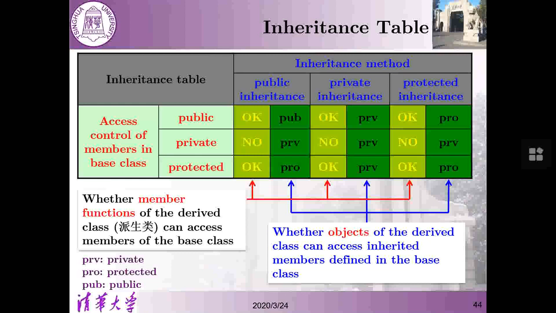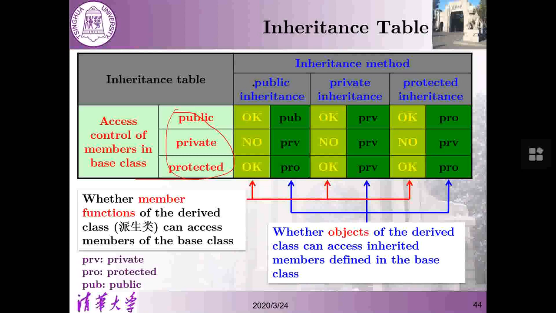So this is an inheritance table. It looks very complicated, but actually it's not so complicated. You can see here, this part is the access control in the base class. Access control of the base class.